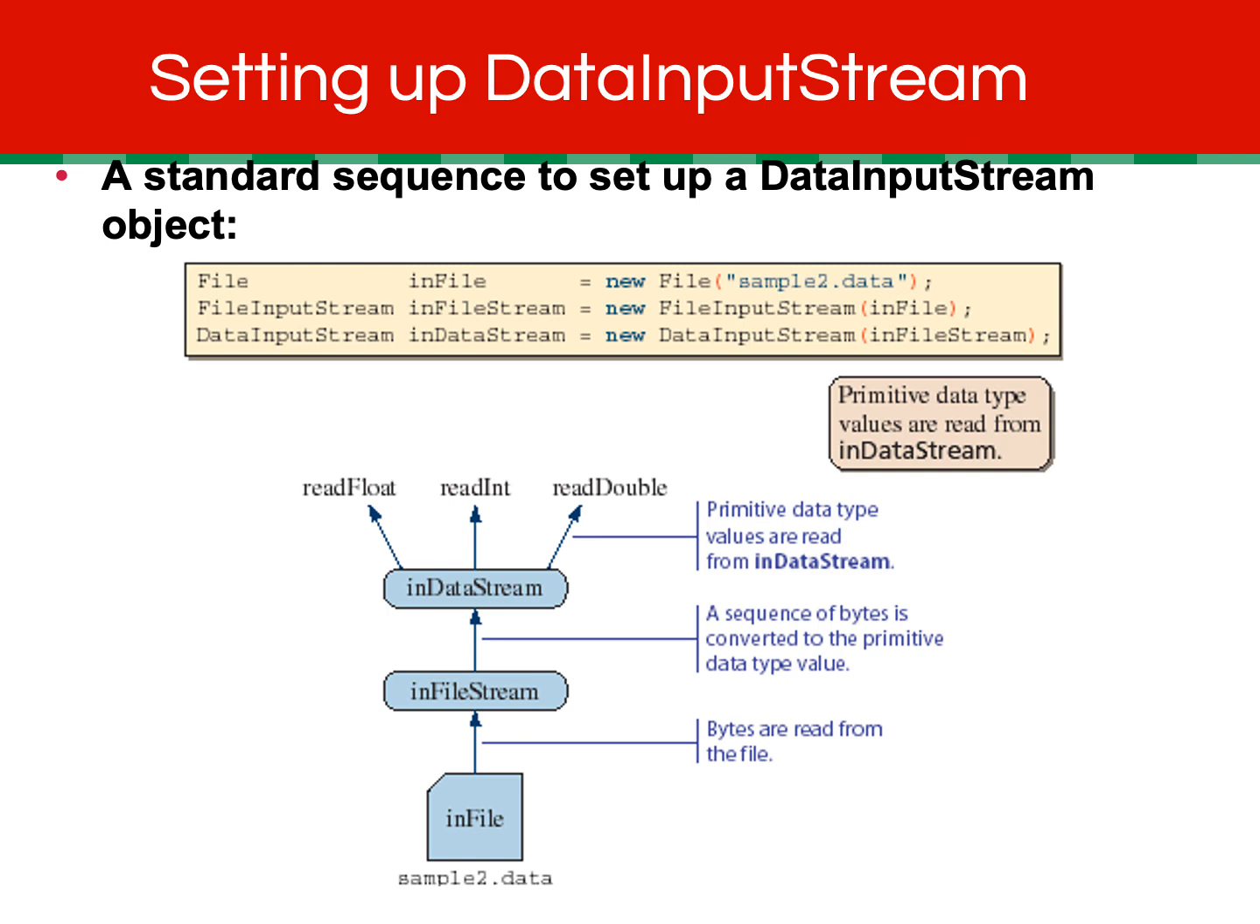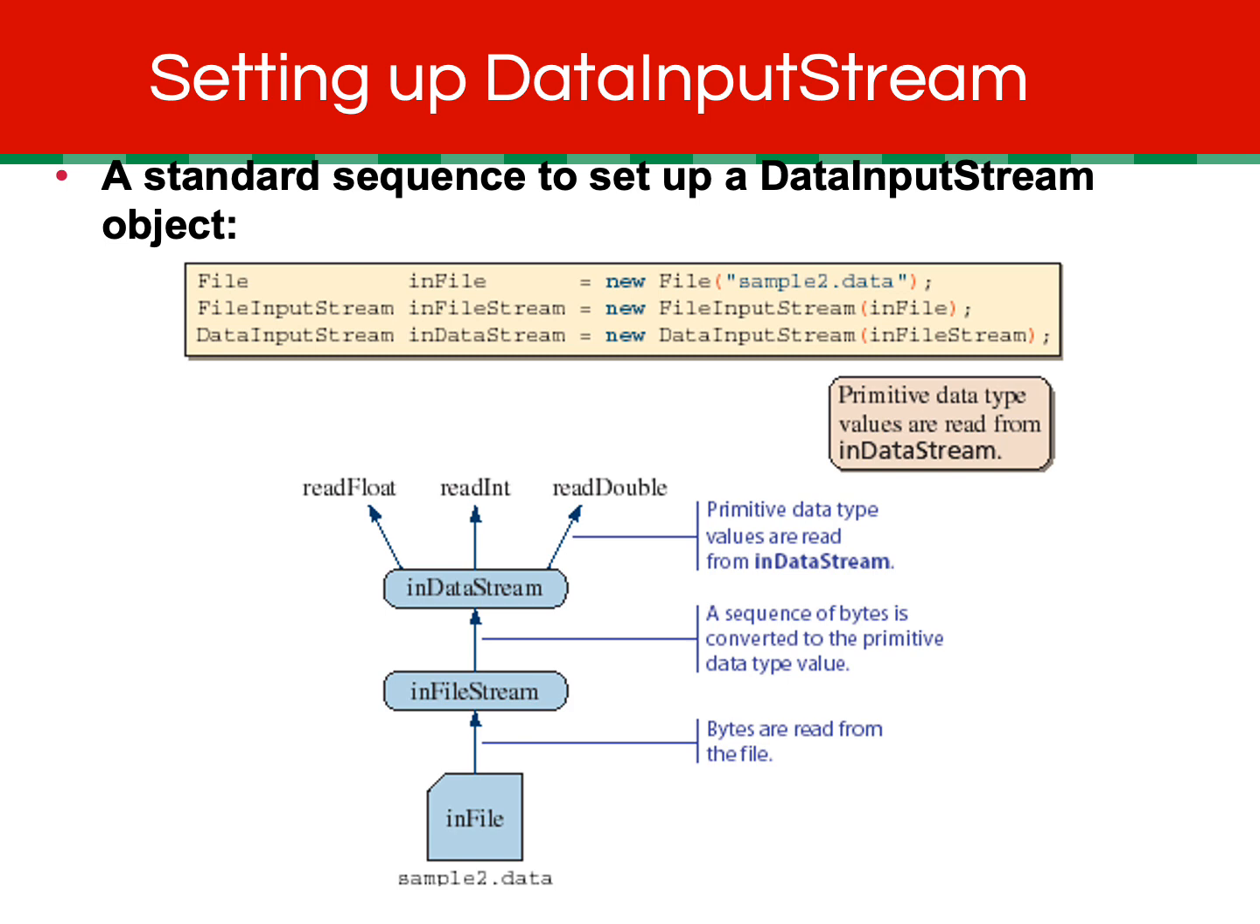To read it, we would use our DataInputStream. The sequence is similar to when we set up the DataOutputStream. Here, we have our file object called inFile equal to new File sample2.data, which is the file that we are going to read from. Then we have our FileInputStream, inFileStream equal to new FileInputStream(inFile). Then we have our DataInputStream, which we call inDataStream equal to new DataInputStream(inFileStream).